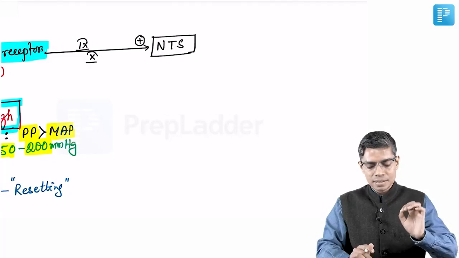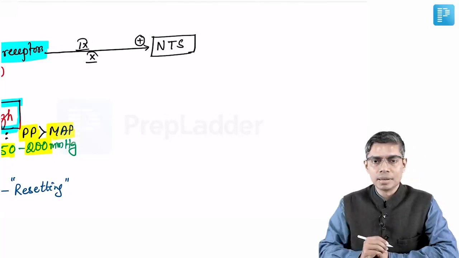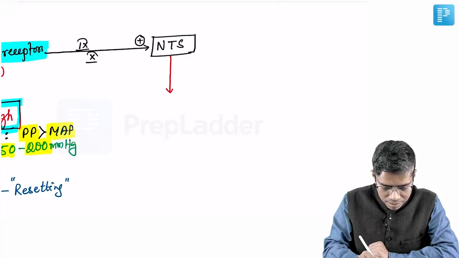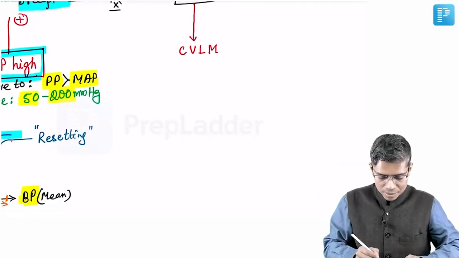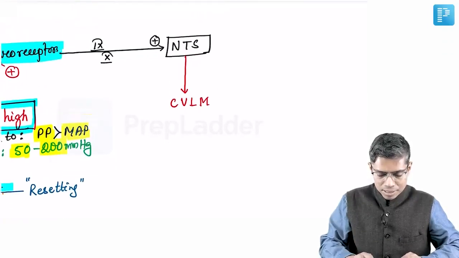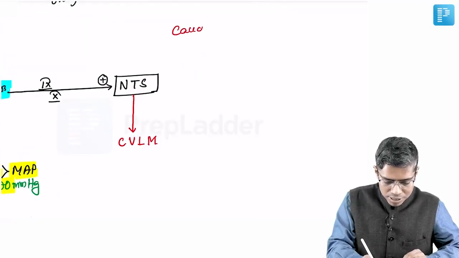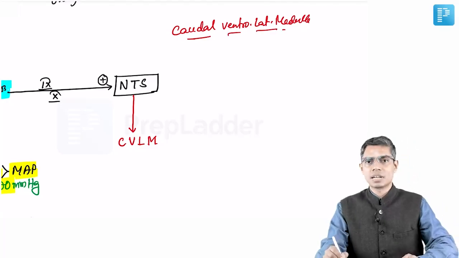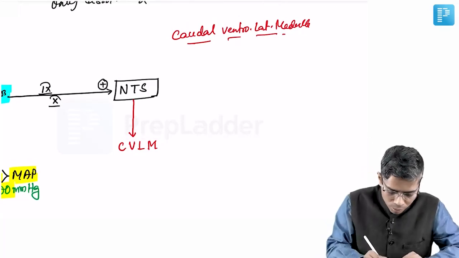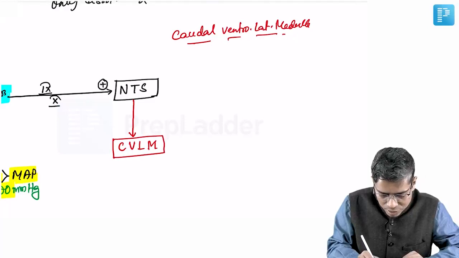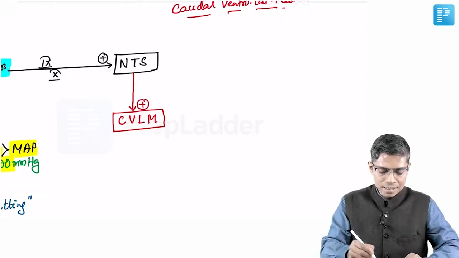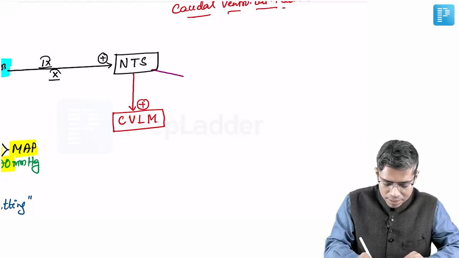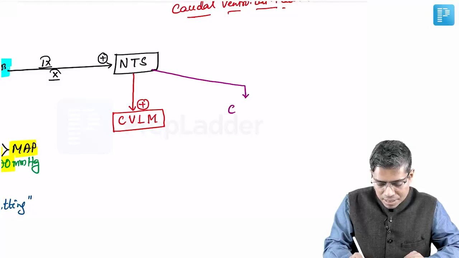Now from this NTS, the signal will go to two other areas of the medulla. One is CVLM, where C stands for caudal, so caudal ventrolateral medulla. This is known as the caudal ventrolateral medullary region, CVLM, right? So when NTS is active, this CVLM will also be activated. Parallelly, the signal will also go to another area, that is CIC.